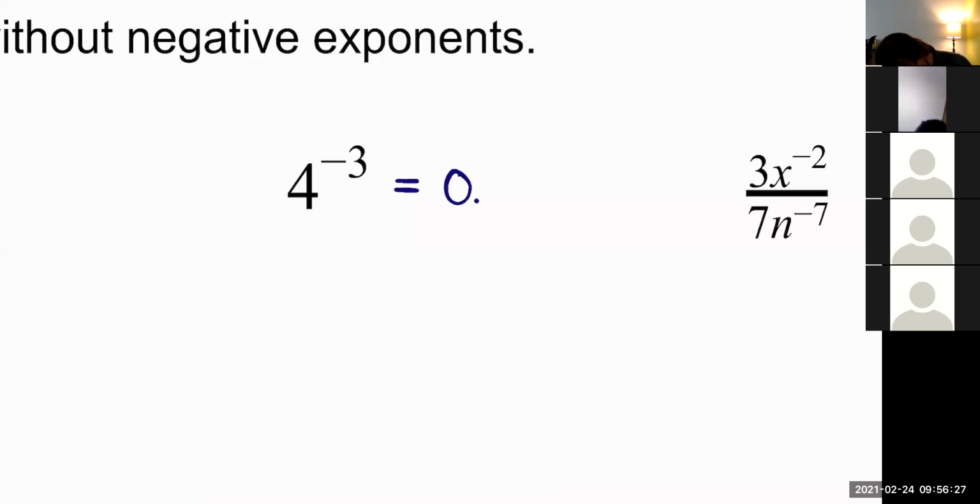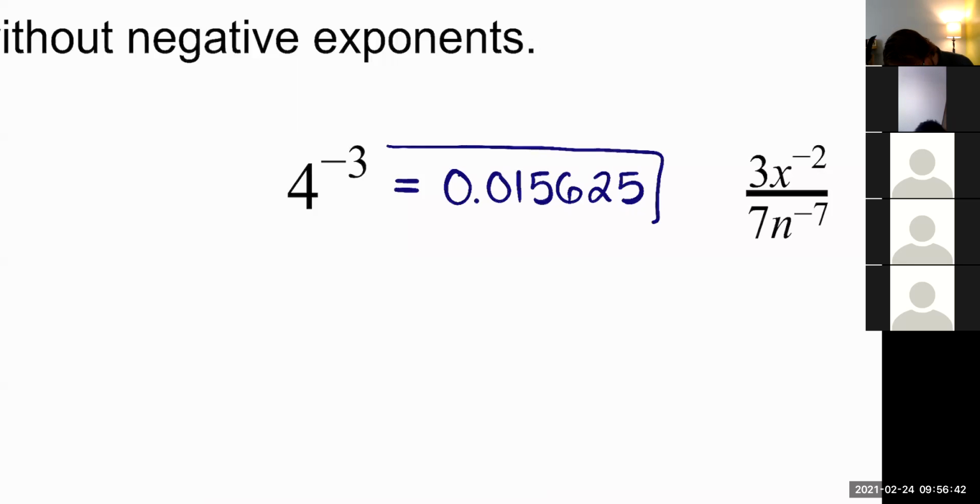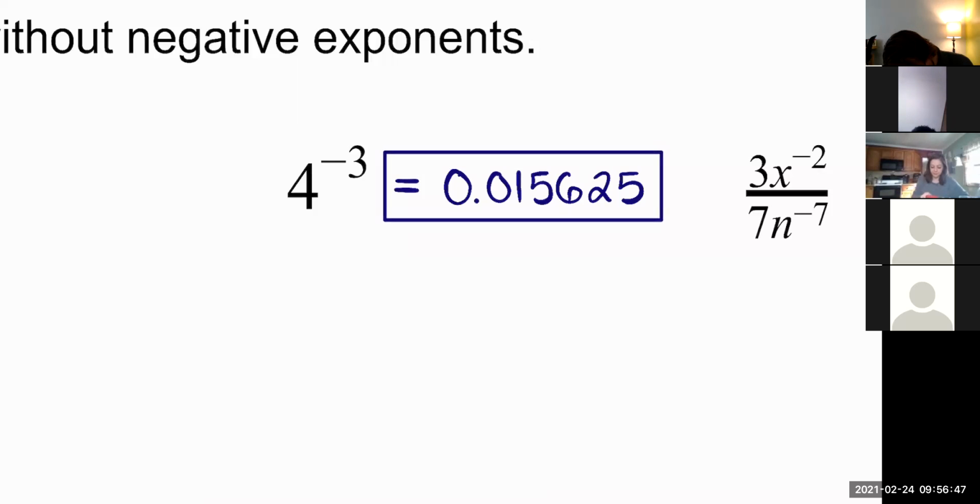0.015625. And that's not rounding, that's exact, right? Yeah, that's exact. Okay, so off to the side here, I'm going to make a little note that according to my calculator, 4 to the power of -3 is this value right here.